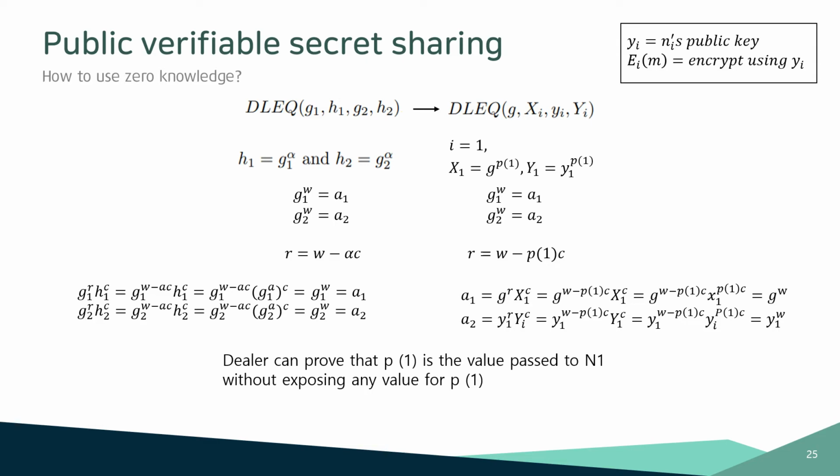If you look at the second, a2, it means that you know p1 at yi. And you can prove p1 in the public key and p1 in g and prove that they are the same. This way we can prove that we send p1 for commit and encrypt p1 without sending any information about p1.